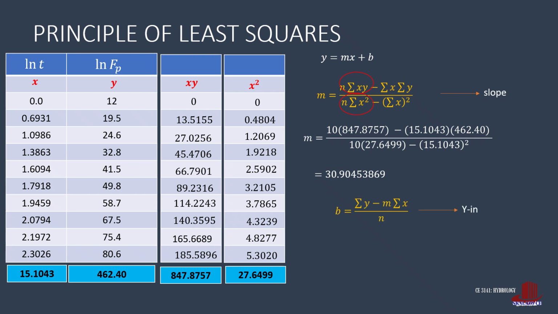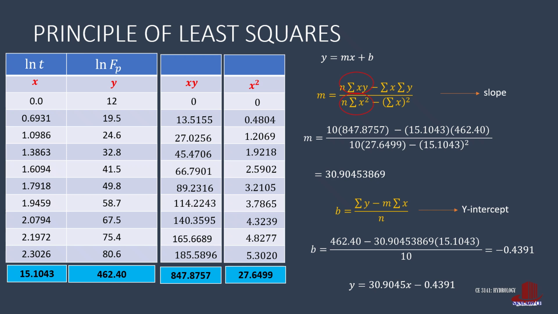The y-intercept b is solved as the summation of y minus the slope times the summation of x all over the number of entries. Plugging the values, b is solved as 462.4 minus 30.90453869 times 15.1043 all over 10, giving negative 0.4391. So the best fit curve is y is equal to 30.9045x minus 0.4391.